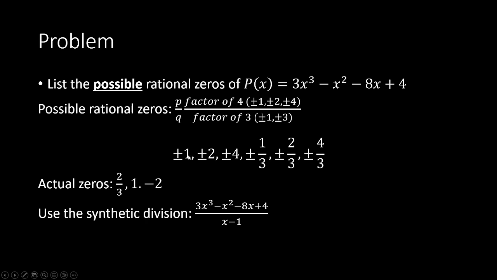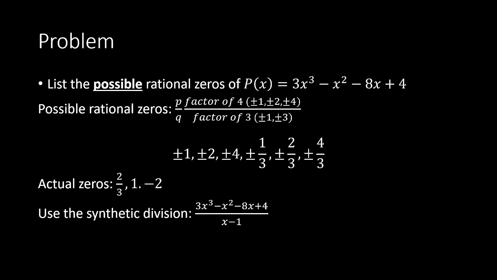1 divided by 1 is 1, 2 divided by 1 is 2, and the negative and positive versions of those. Positive and negative 4 divided by 1 is 4. Then you have 1 divided by 3, 2 divided by 3, 4 divided by 3. Those are all the possible rational zeros. So what are the actual zeros? In this case, it will be 2 over 3, 1, and negative 2.